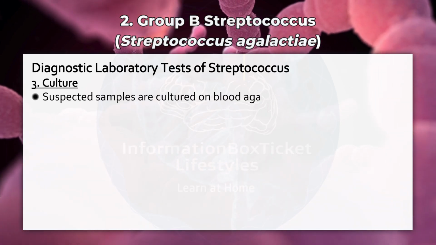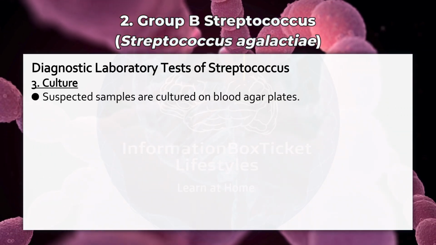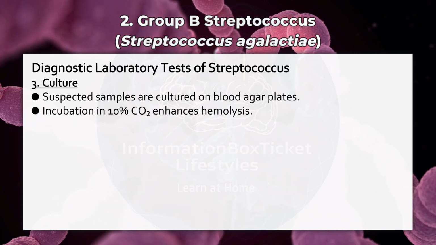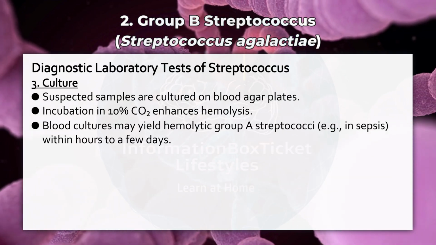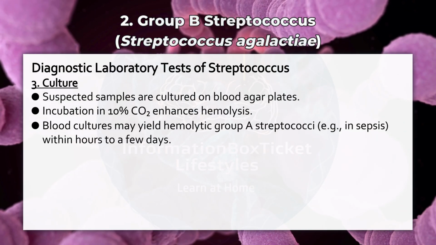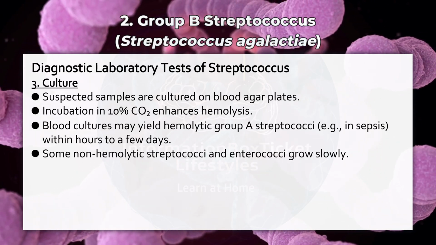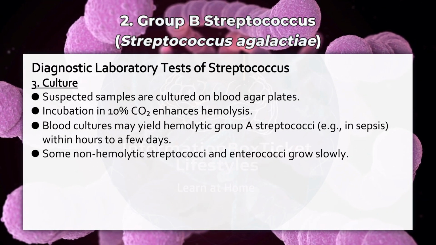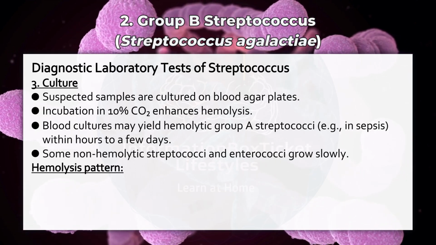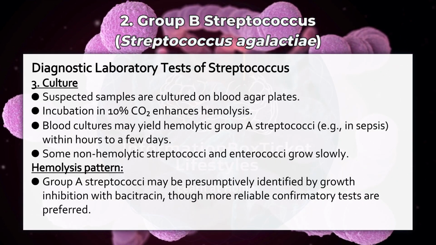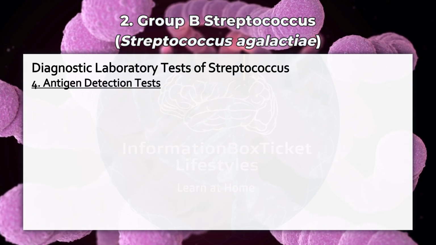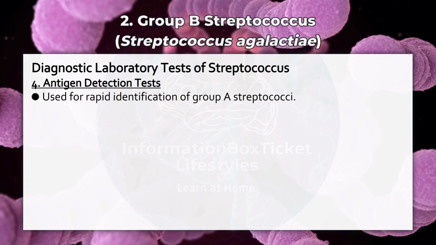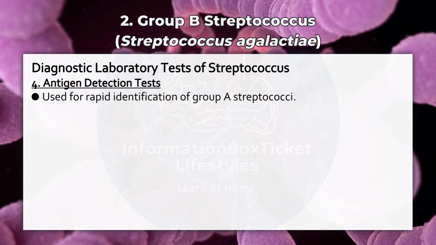Third, culture. Suspected samples are cultured on blood agar plates. Incubation in 10% CO2 enhances hemolysis. Blood cultures may yield hemolytic group A streptococci, e.g. in sepsis, within hours to a few days. Some non-hemolytic streptococci and enterococci grow slowly. Hemolysis pattern. Group A streptococci may be presumptively identified by growth inhibition with bacitracin, though more reliable confirmatory tests are preferred. Fourth, antigen detection tests, used for rapid identification of Group A streptococci.